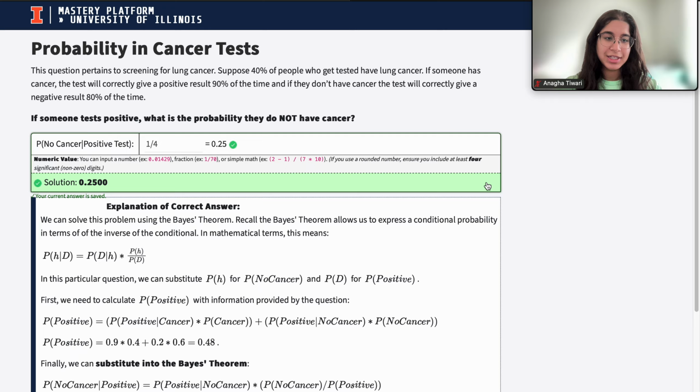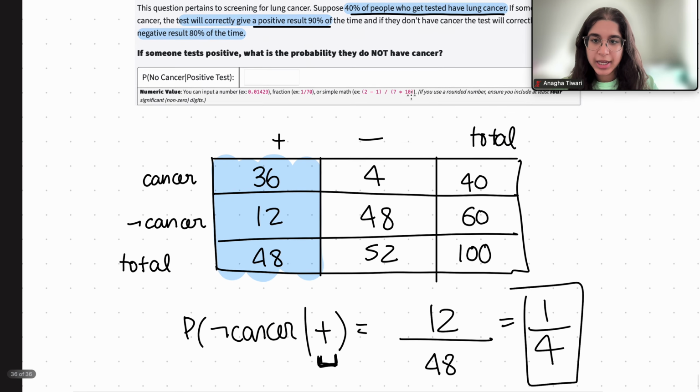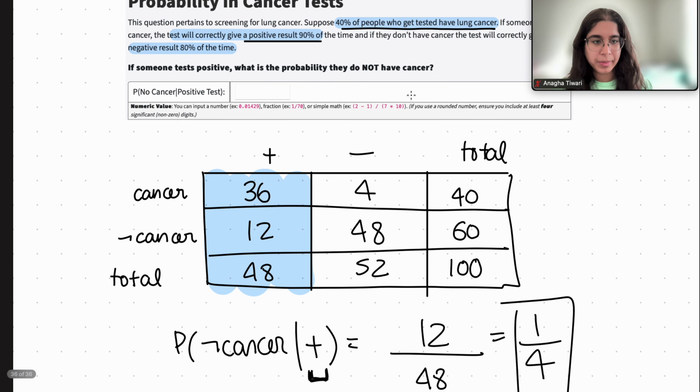And that is correct. So the key to solving these questions, I think, is organizing your probabilities in a way that is easy for you to understand and accurate, right? Here we just made a table. You can use any sort of formulas that you want; that's equivalent. After we calculated the probabilities, we just really carefully looked at the statement and made sure to look at the correct subset of the population, which is the people who got a positive test result. And out of those 48 people, 12 of them did not have cancer.